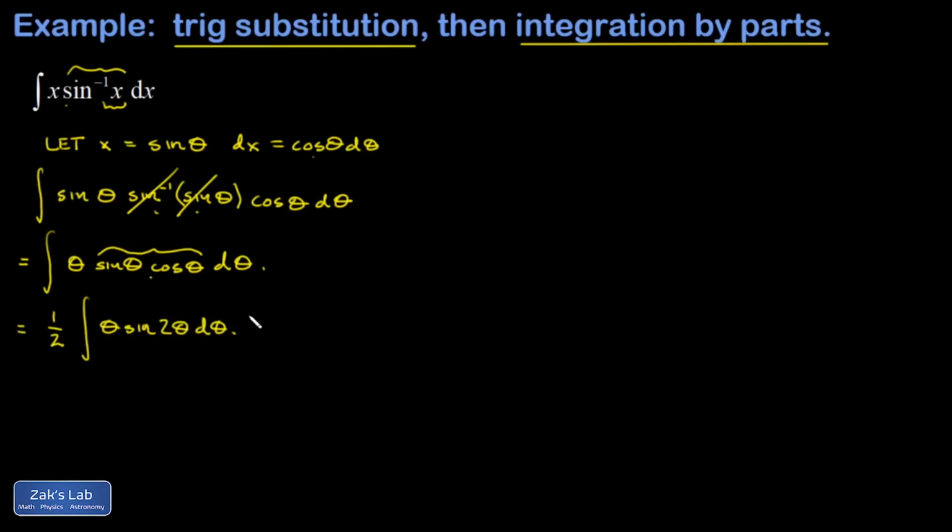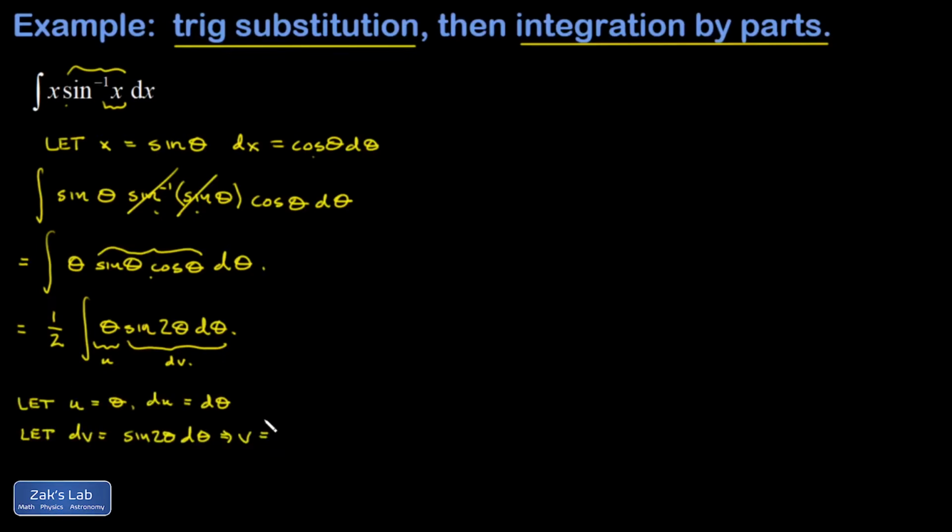Now this looks like a classic integration by parts. I'm going to let u equal theta because that gets simpler when I differentiate it. dv is going to be the rest of this. And I'll have to guess the antiderivative of that. And then we're going to apply the integration by parts formula.